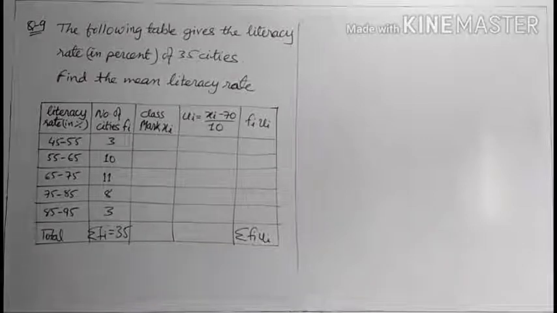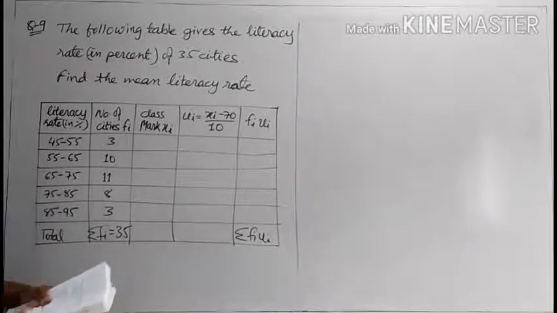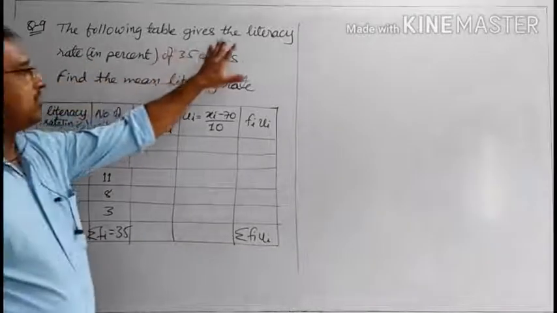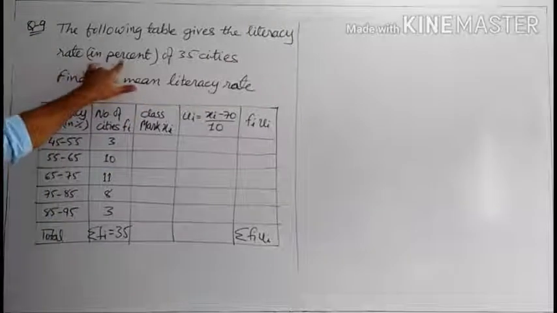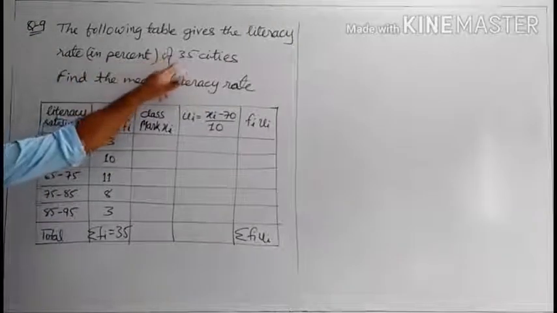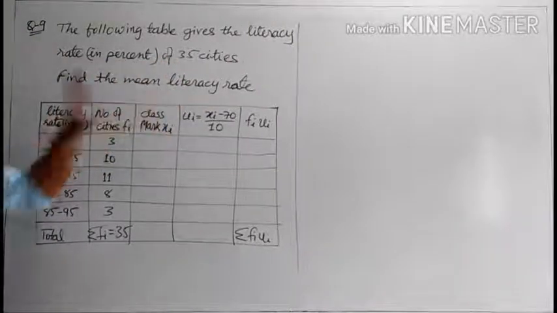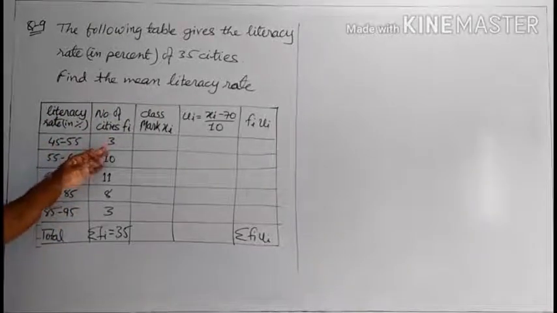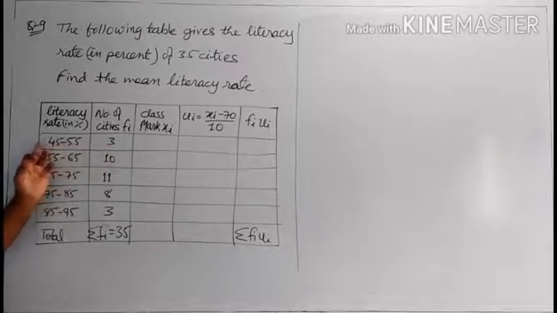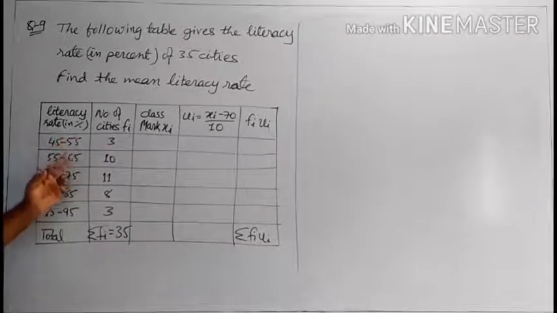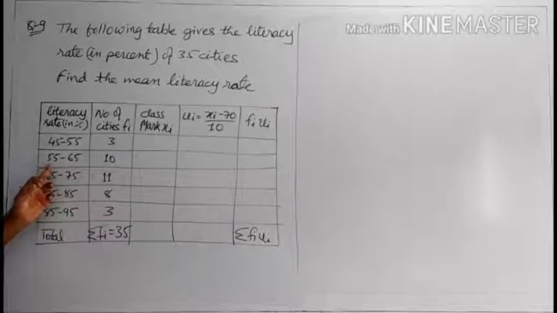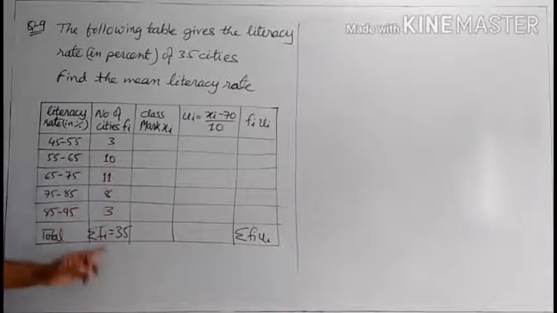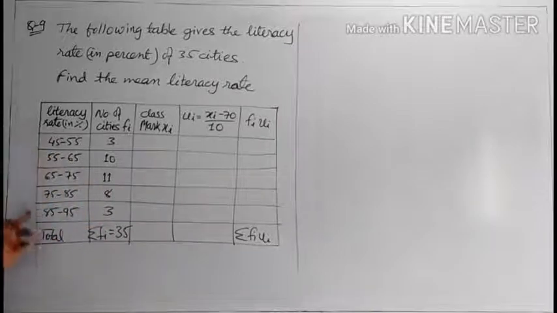Now question number 9. In this question, we have been given a table that gives the literacy rate in percentage of 35 cities. Find the mean literacy rate in percentage. Here there are 3 cities having literacy rate 45 to 55%, then 10 cities, 11 cities, 8 cities and 3 cities. So in total 35 cities, the literacy rate is given in these ranges.